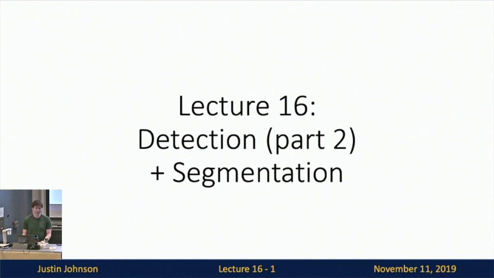Welcome back to lecture 16. Today we're going to talk about some more object detection, as well as some different types of segmentation tasks.